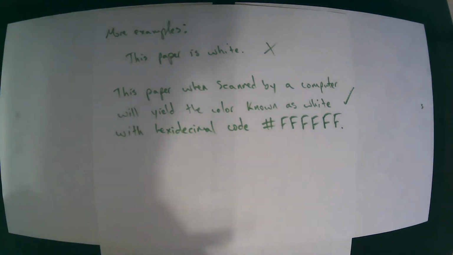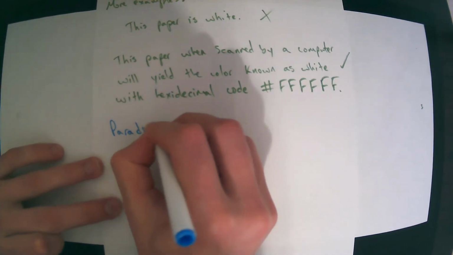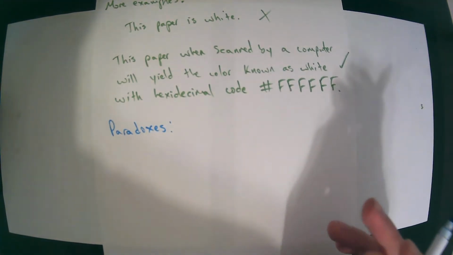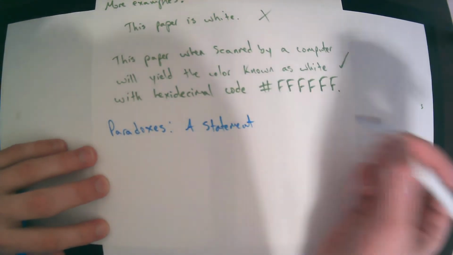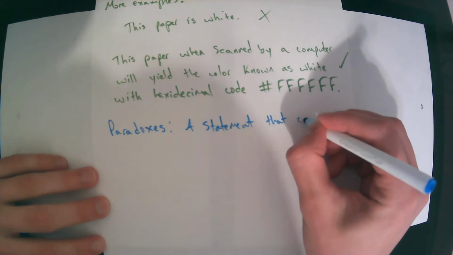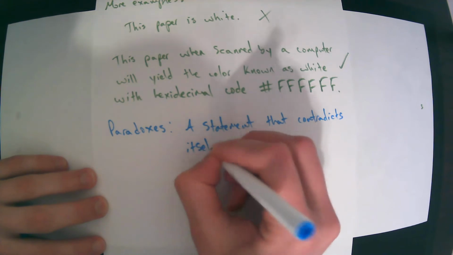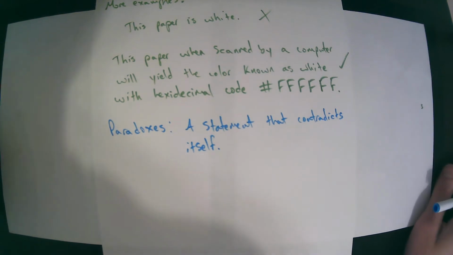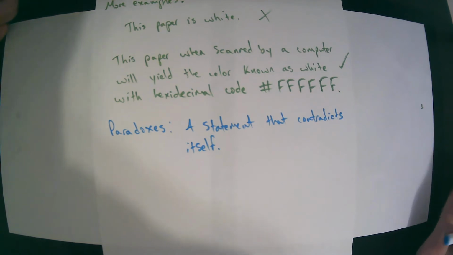Okay, let's talk about paradoxes real quick. We're not going to work with paradoxes. A paradox is just a statement that contradicts itself. They're fun, but we're not going to use them because if we've got a statement that contradicts itself, then it cannot have a truth value of true or false because it's just looping. It's like a circular argument. It's never going to be true or false, so we're never going to use them. Just want to point them out and say what they are.